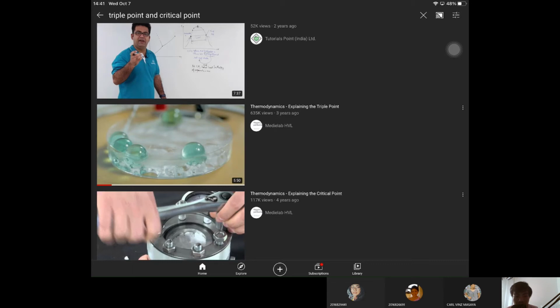So, panoorin nyo na lang po kung ano yung nangyayari at triple point and at critical point na. Okay, so that marks the end of our discussion. Pero manood muna tayo, okay? So, sige. So, panoorin po natin yung triple point na.